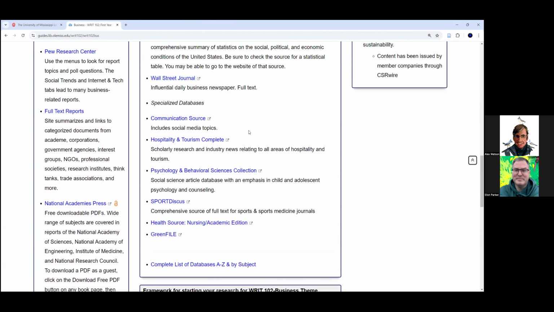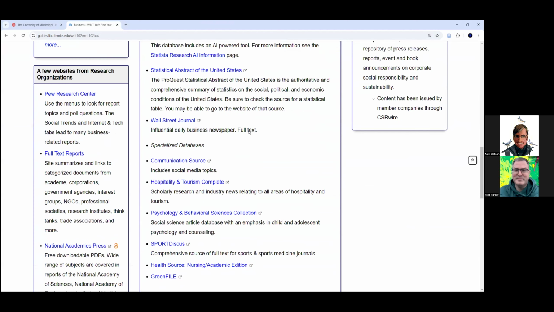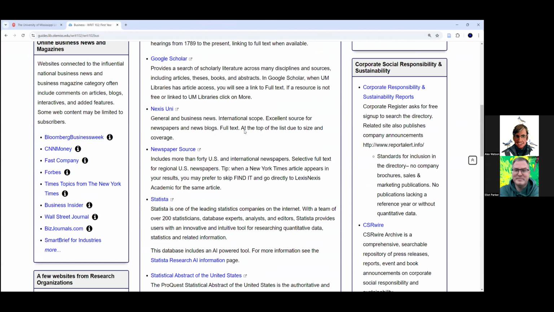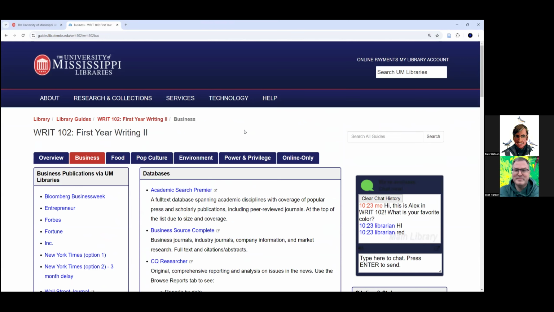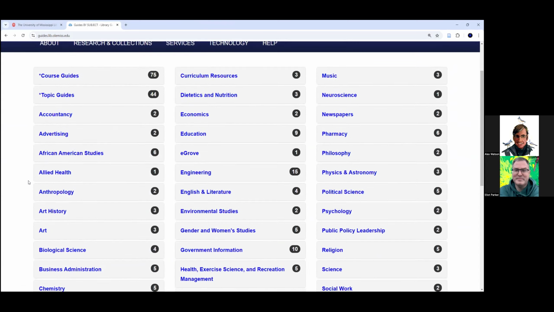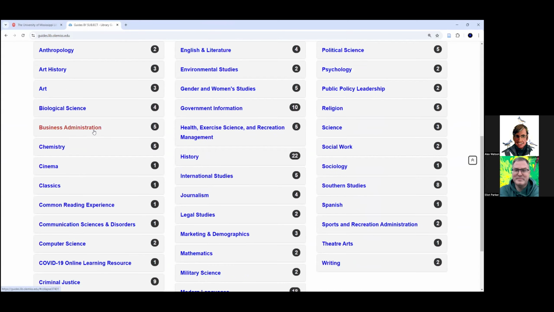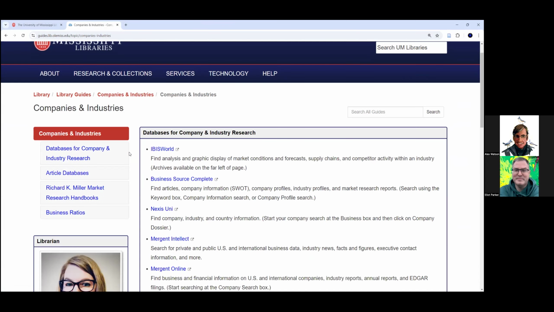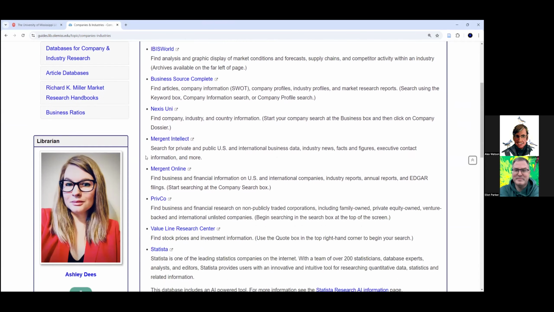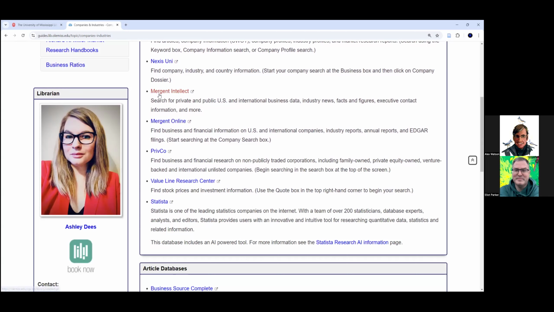All right, that is just a quick overview of some of our guides for this particular class. Now, if we go back to our library guides, we do have our business guides. And there's a whole guide here with information on companies and industries, if you want to go a little bit further into the weeds. You'll see that some of the things that we were looking at here, including Merchant, Privco, and Statista, are also available.